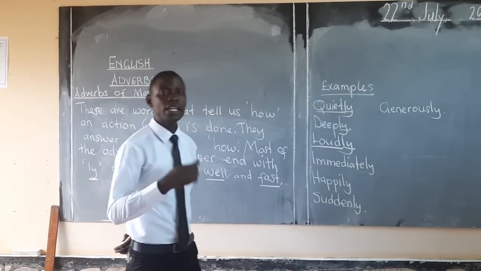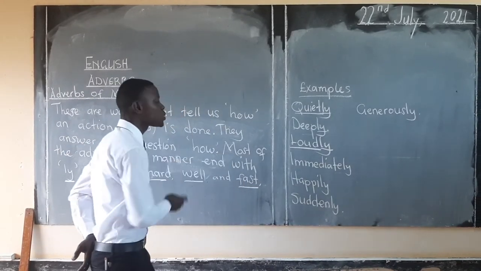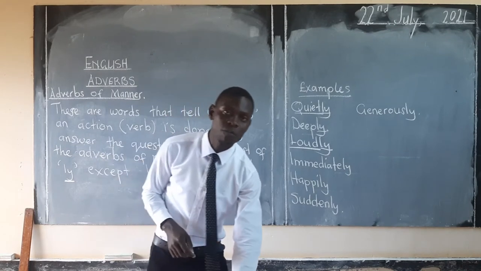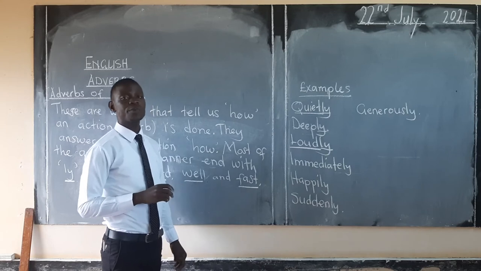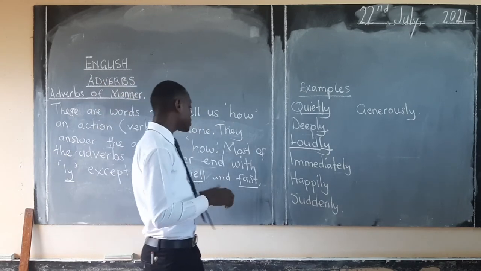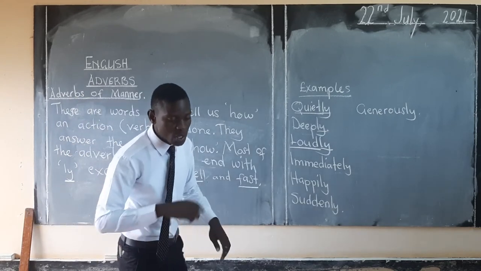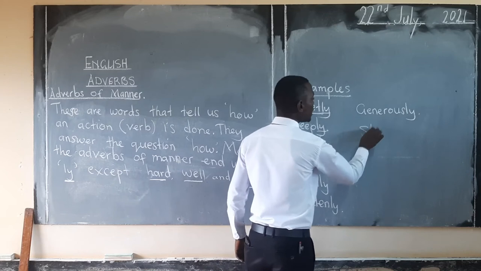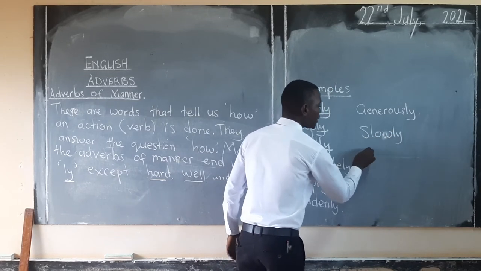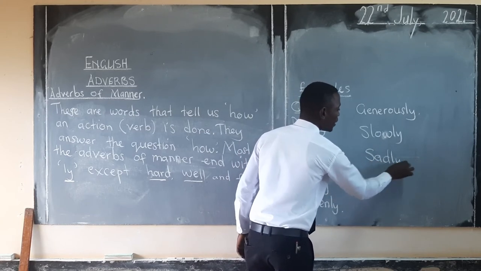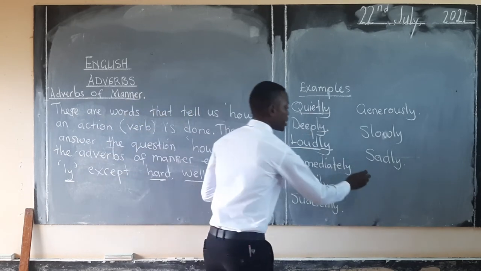We have a good number of adverbs of manner, or words that are called adverbs of manner. We are saying adverbs of manner end with L-Y, but not all adverbs of manner end with L-Y. We have an example of hard, well, and fast. We also have another word, slowly. We also have sadly. We also have maybe another word, which is courageous.